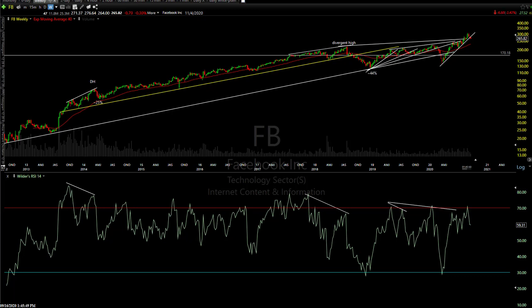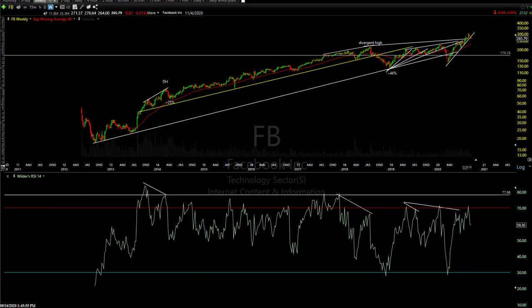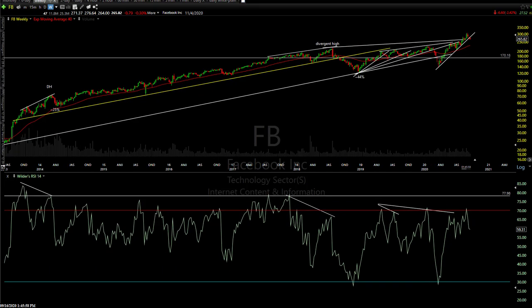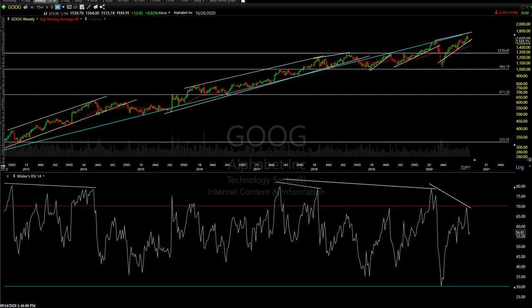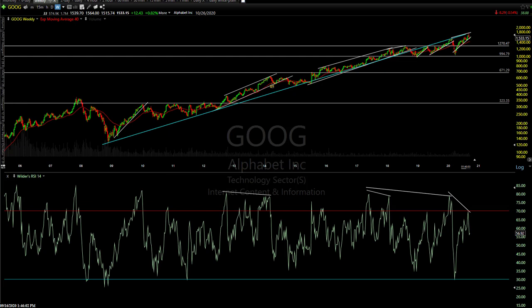I didn't put an extreme line in. Here's what you have to do, just grab a line. Facebook doesn't have a lot of trading history. It came public back here in 2012, so really not one that we can go back a decade or more like the others. Alphabet you can.